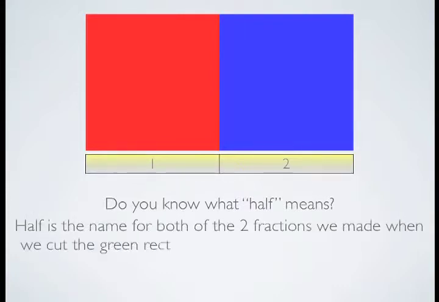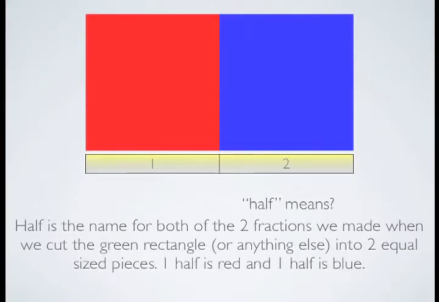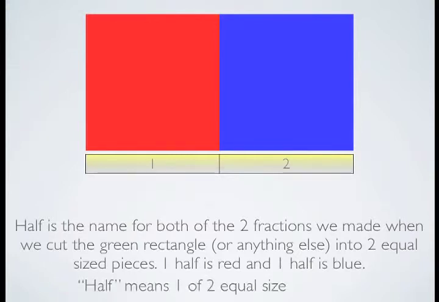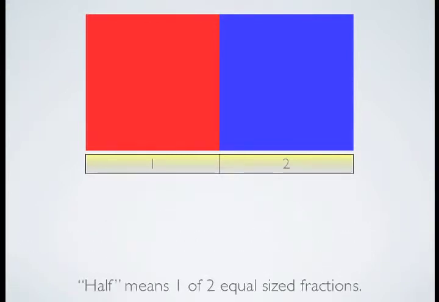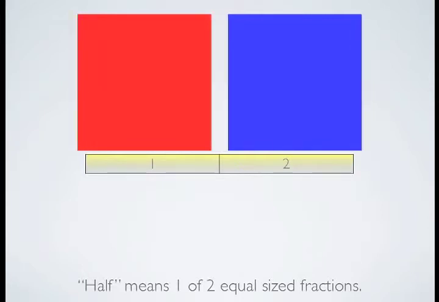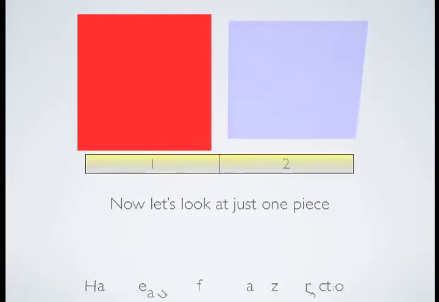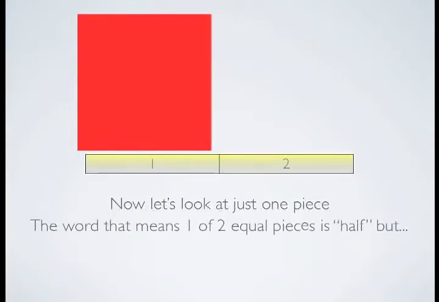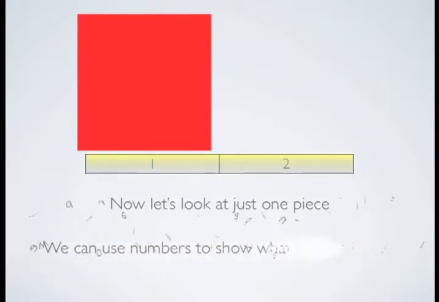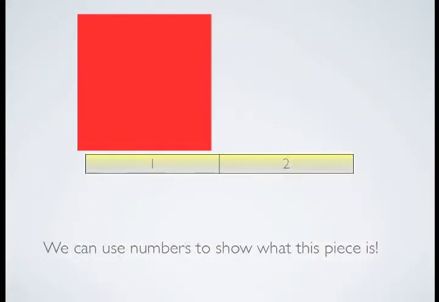Half is the name for both of the two fractions we made when we cut the green rectangle, or anything else, into two equal-sized pieces. One half is red and one half is blue. Half means one of two equal-sized fractions. Now, let's look at just one piece. The word that means one of two equal pieces is half, but we can use numbers to show what this piece is.